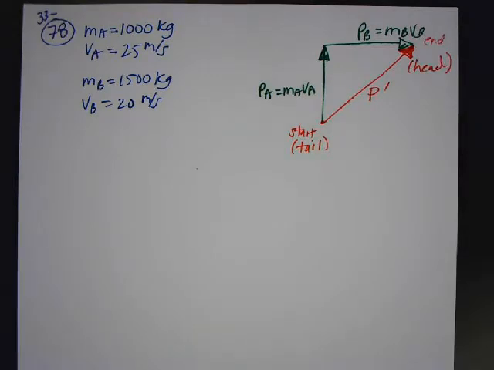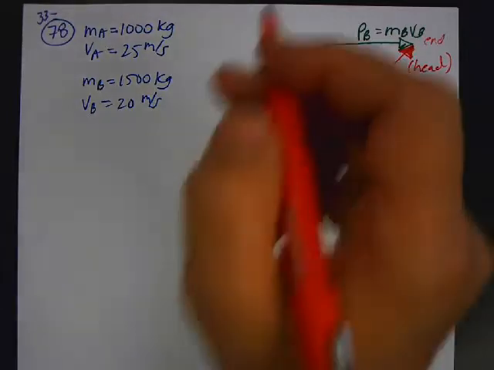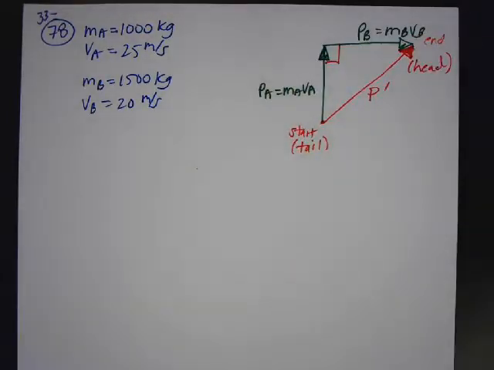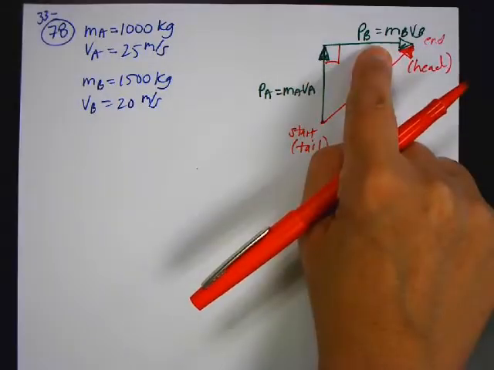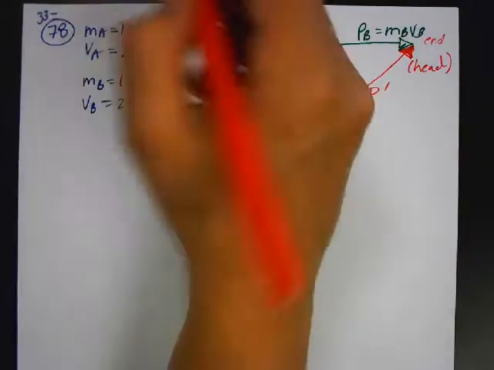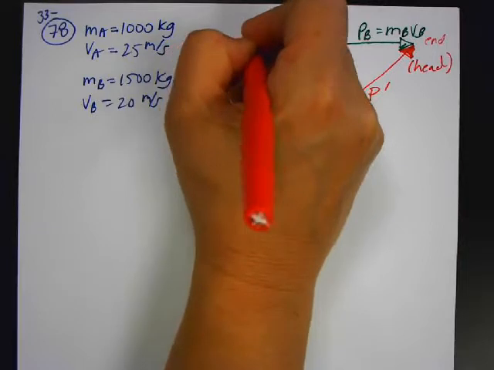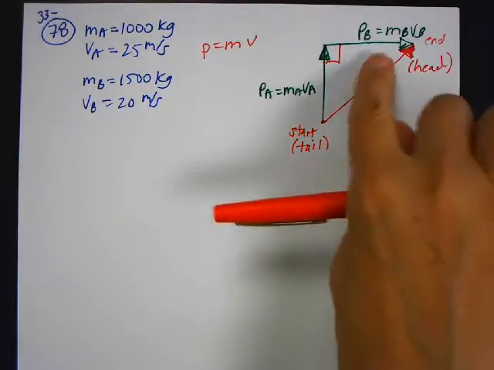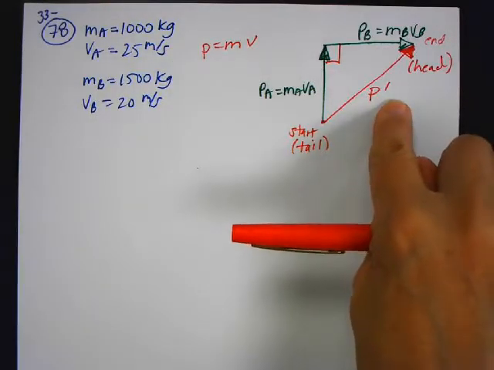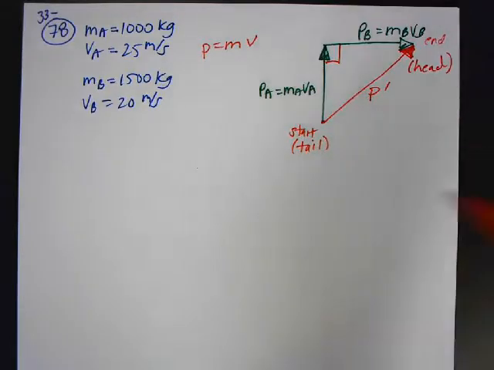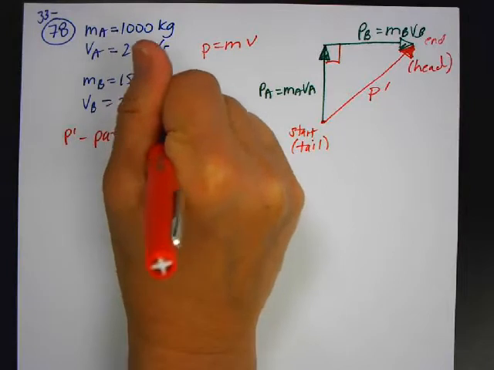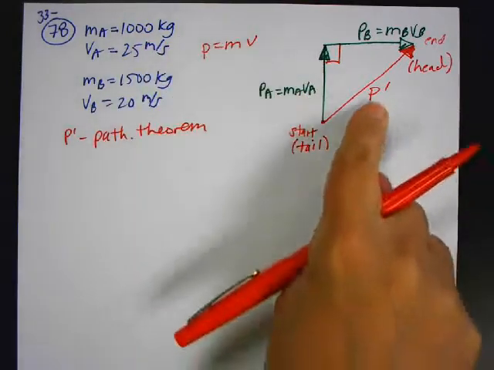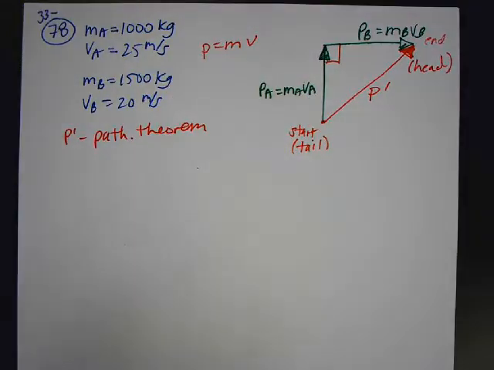Now, in order to find P prime, this is a right triangle. I can find PA and PB, those two sides, just by multiplying using the definition of momentum, P is equal to MV, but I'm not going to do the math now. And then I can find P prime. To find P prime, I'm just going to use the Pythagorean theorem. And that's it. But the question said to find the velocity.